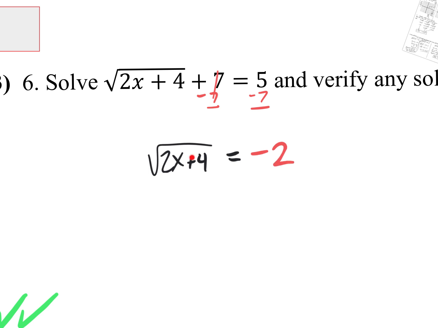The square root of 25 is positive 5. The square root of 36 is positive 6. There's no way that you could take the square root of something and get a negative 6 or a negative 5 or a negative anything. It just doesn't work. It just can't happen. So at this point, if you end up with the square root of something equaling a negative, or maybe the square root of something is less than or equal to a negative or less than a negative, you know that's impossible. So you could just stop right there and say no solution.